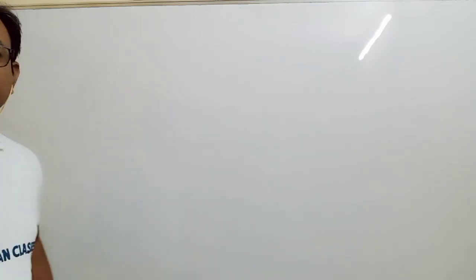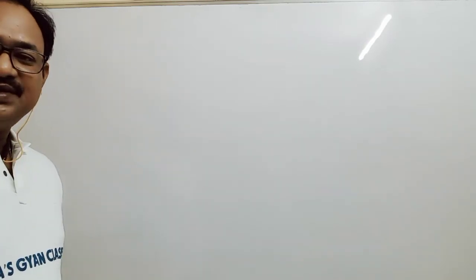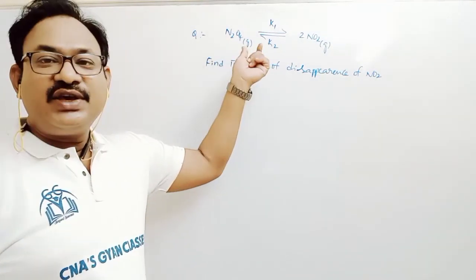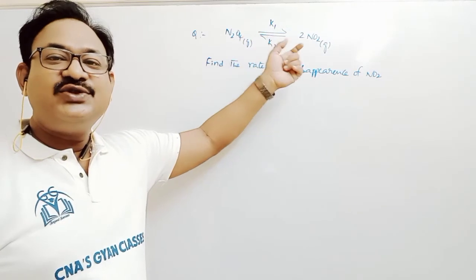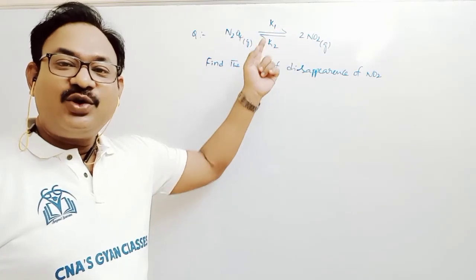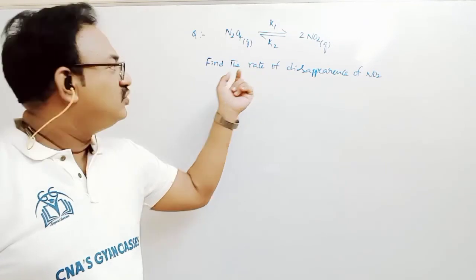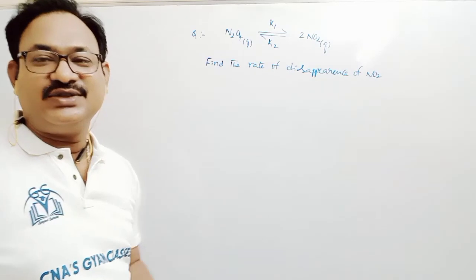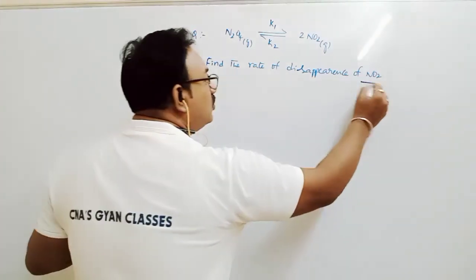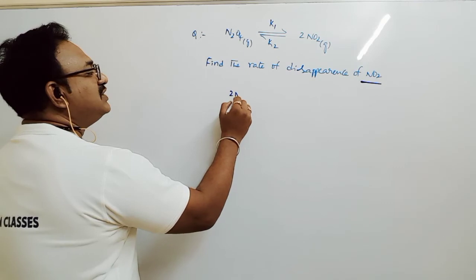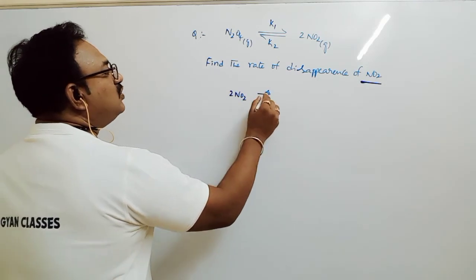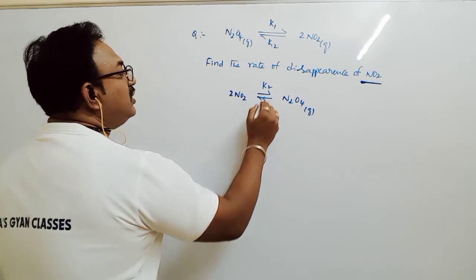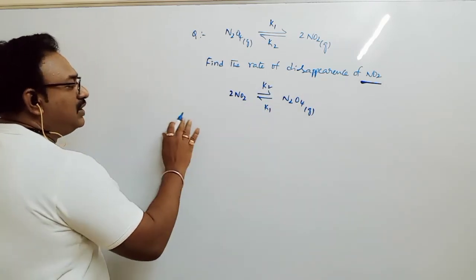Okay, so let me go through a question based on this. N2O4 gas gives rise to 2NO2 gas. Forward rate constant K1, backward rate constant K2. Then find the rate of disappearance of NO2. This is the question. So he is asking for NO2, so write the equation like this. Now I am asking 2NO2 gives rise to N2O4 gas. So K2, K1. Okay? Right.